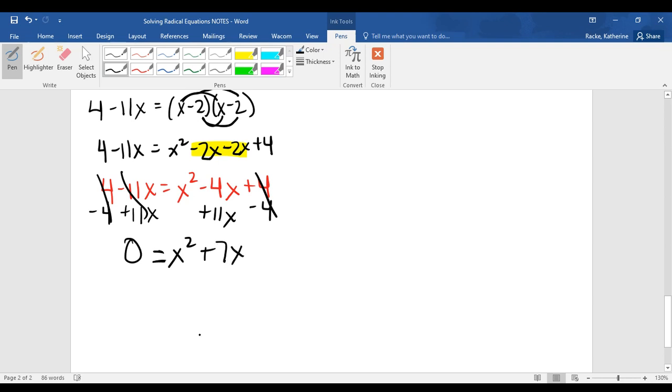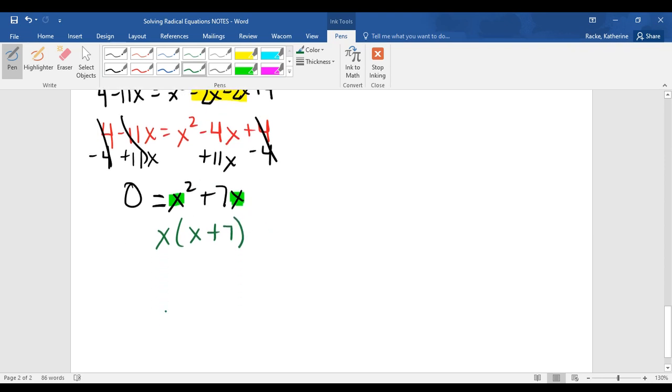What is my greatest common factor? So what do both of these terms have in common? Right there, an x. So I'm factoring out an x to leave me with x plus 7. So I have two answers here. I'm setting both of these equal to 0. So if I took this x and set it equal to 0, my answer is x equals 0. If I took this x plus 7 and set equal to 0, subtracting 7 on both sides, I get x equals -7.